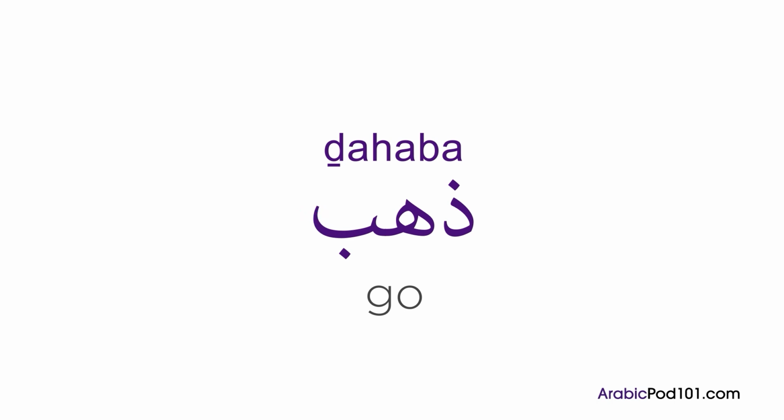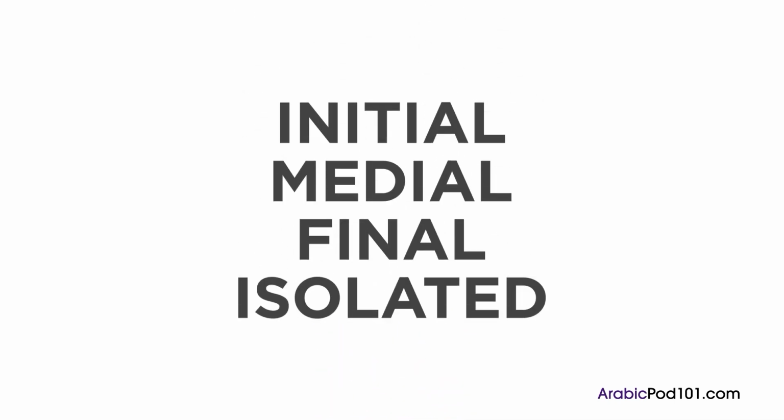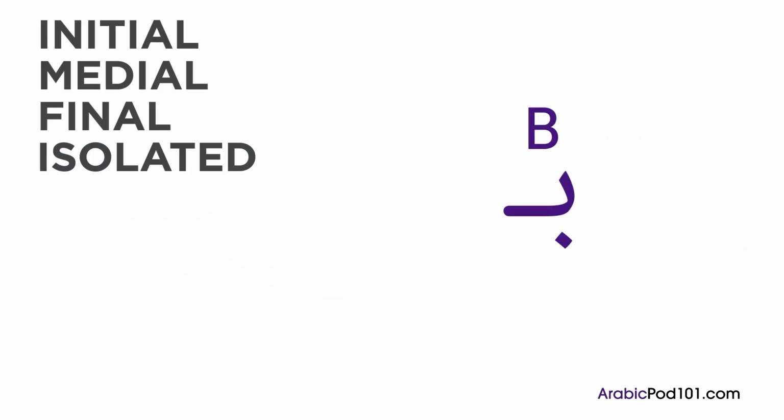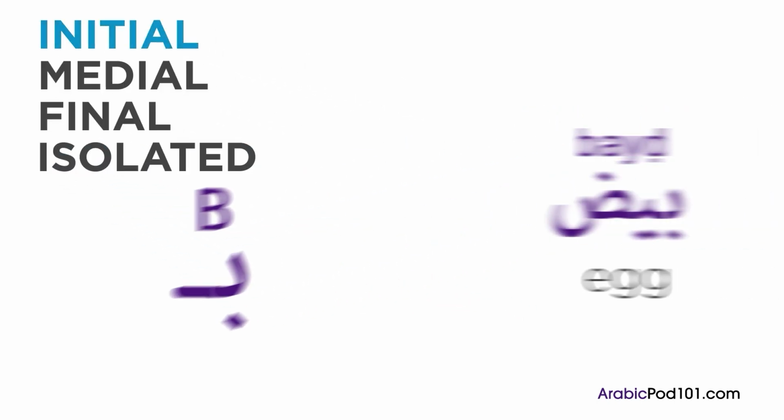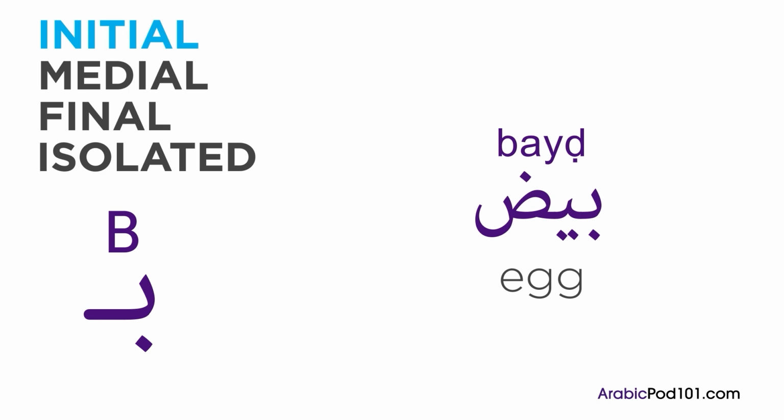Each letter is written differently depending on their position within a word. A letter can exhibit up to 4 distinct forms: initial, medial, final, or isolated. Take the letter B, for example. This letter is written in the initial form when it's the first letter in a word, it'll be written like this.